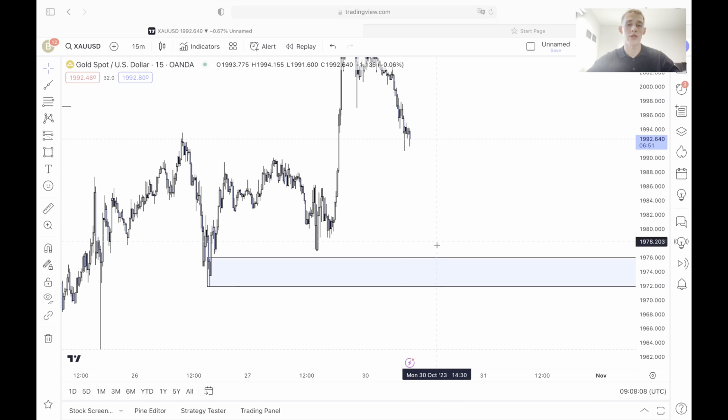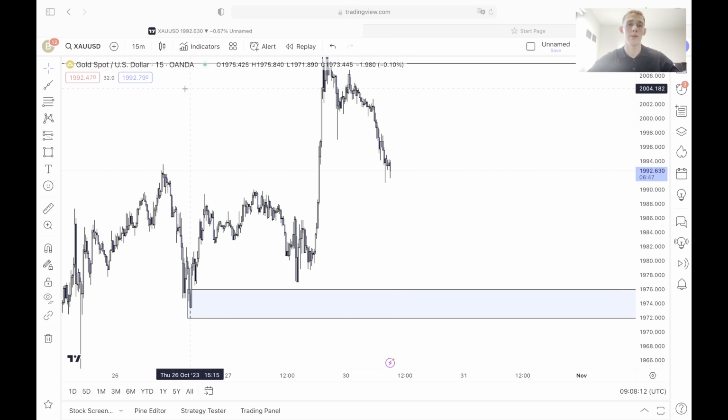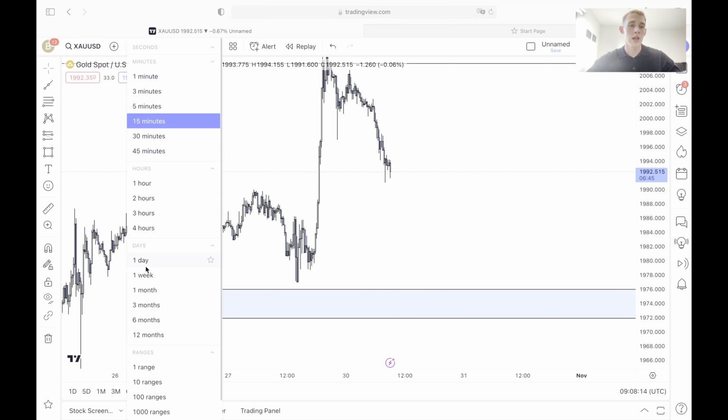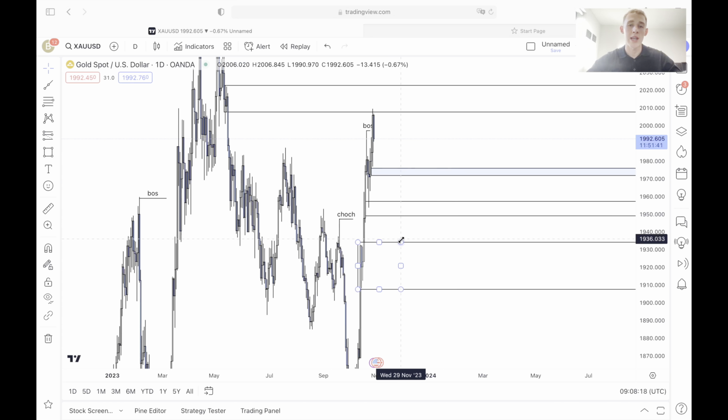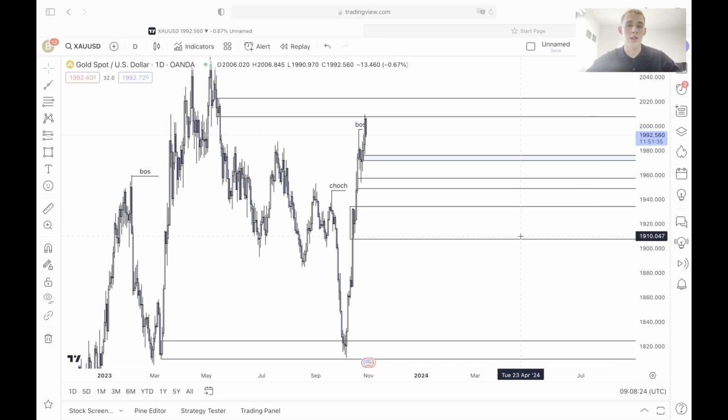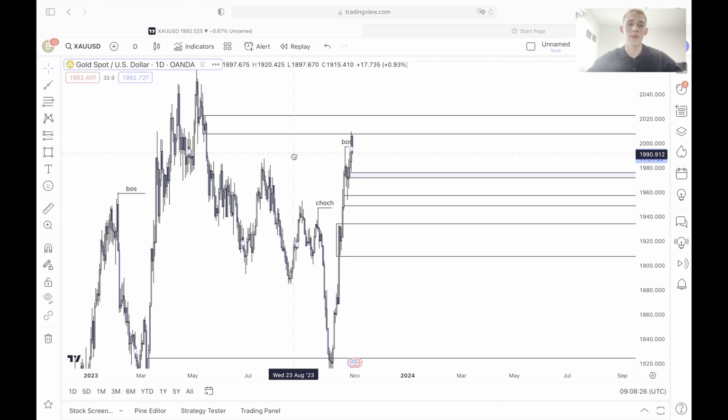Number one, price retraces into this area of demand, gives us a confirmation, and then we can look to buy up. Alternatively, we see price retrace a little bit more back down to daily demand, and then once price reaches this area, we can see what happens and wait for the usual confirmations.